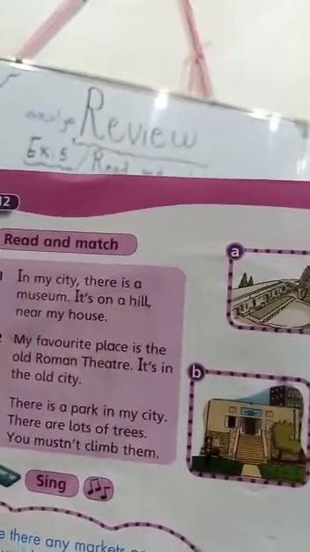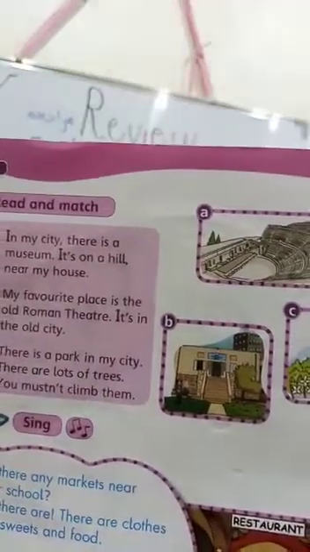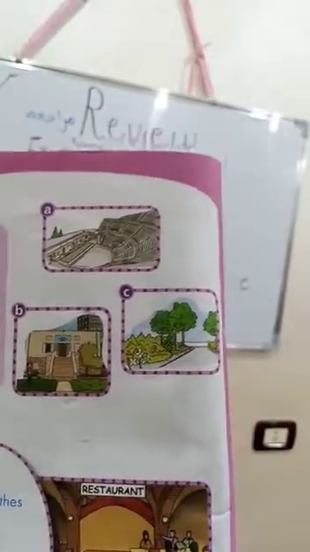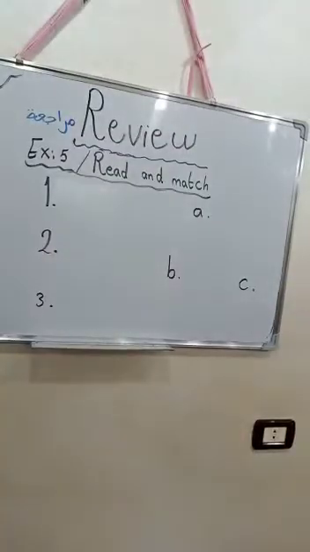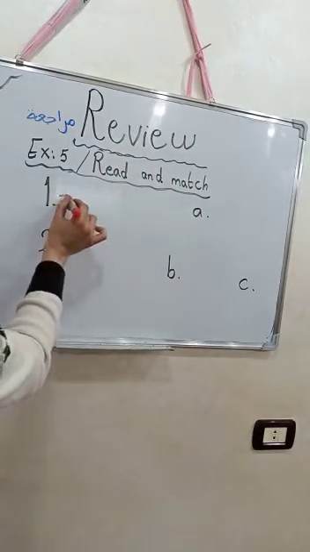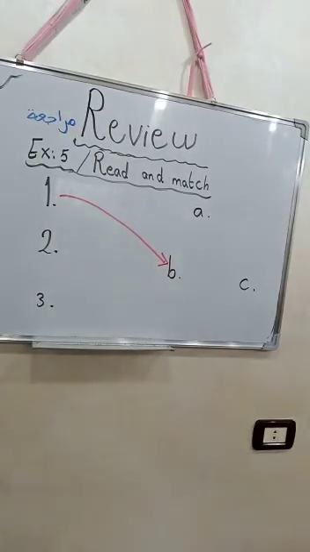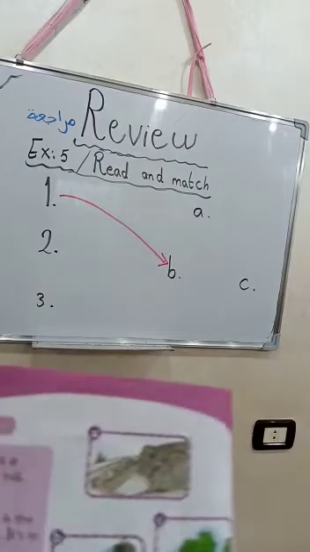So, in sentence number 1, I am talking about a museum. Which picture is a museum? Museum متحف A, B or C? Excellent, B. So, match sentence number 1 with B. Match sentence number 1 with picture B.